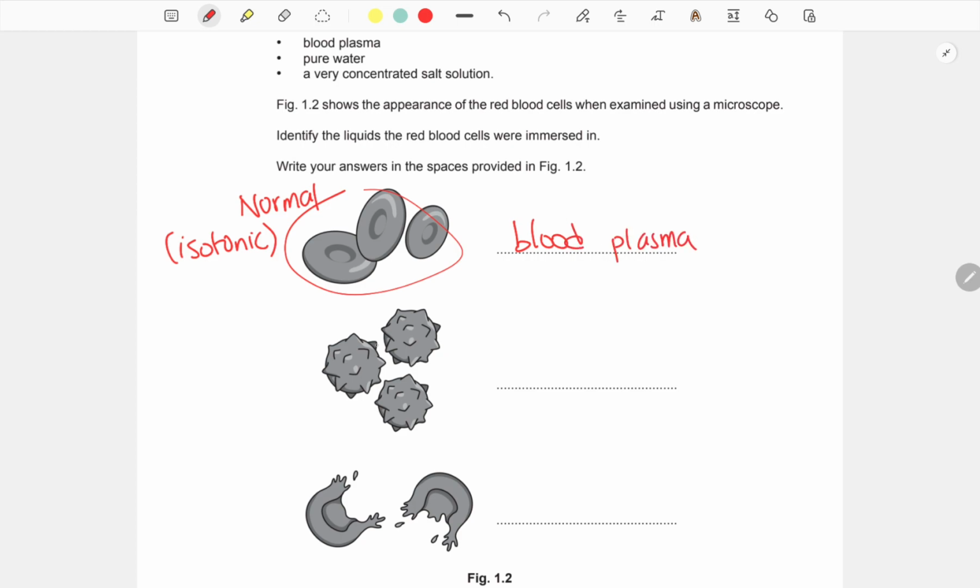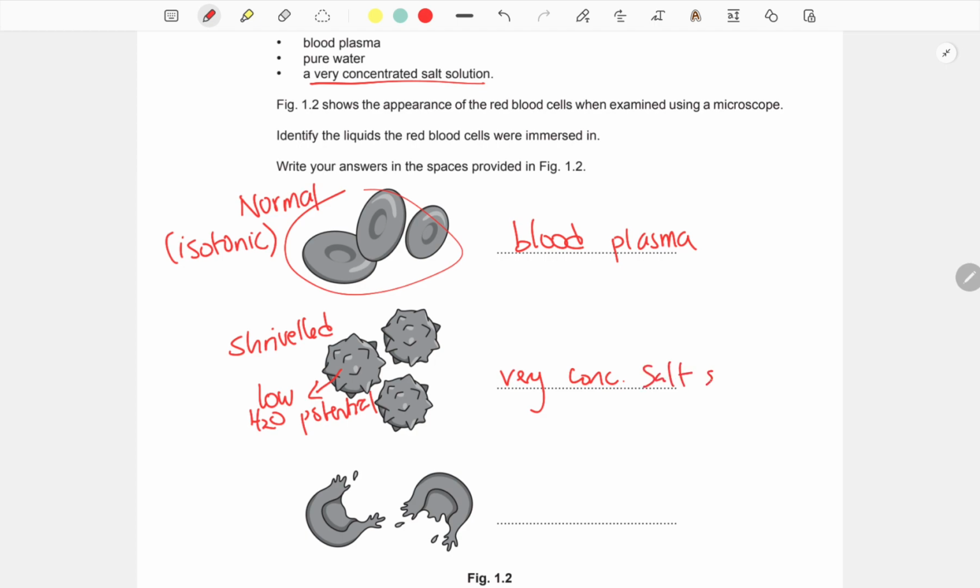whereas the second group of cells are shriveled. You can see that for the cells to become shriveled, water has to move out of the cells. And we know osmosis is a movement of water from high to low water potential, meaning that the external environment is low water potential or very salty. Therefore, this is referring to the very concentrated salt solution.